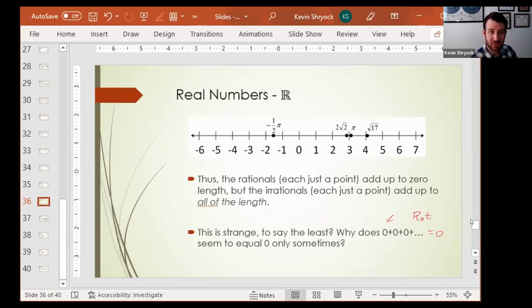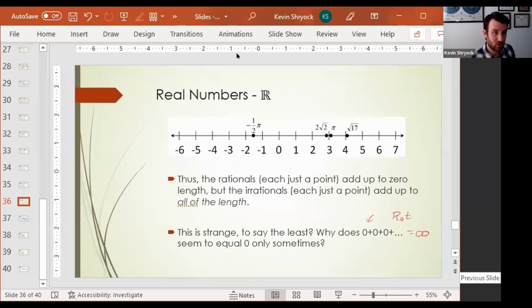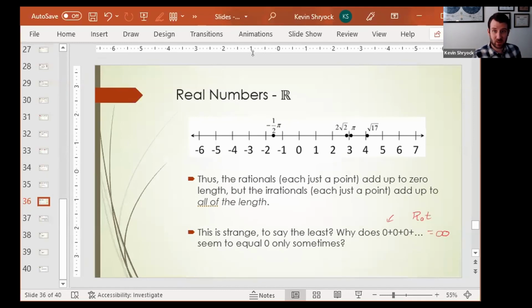But for the irrationals, even though every number still has no width, we do 0 plus 0 plus 0 plus 0 a whole bunch of times and we get infinity. So we had a whole bunch of zeros added up to a 0 and then a whole bunch of zeros added up to infinity. Like that's about as opposite as you could possibly get. What's happening here? Well, the consequence that I want you to take away from all this is think about this.